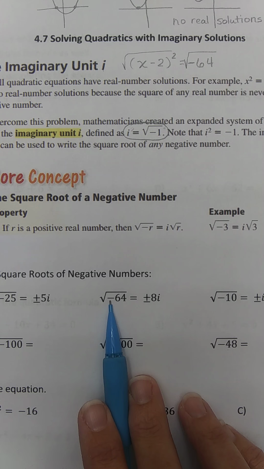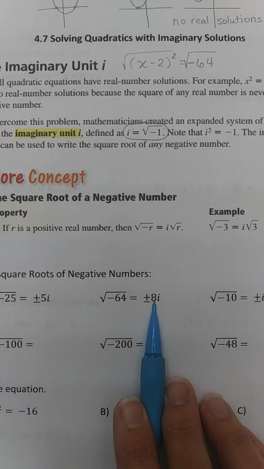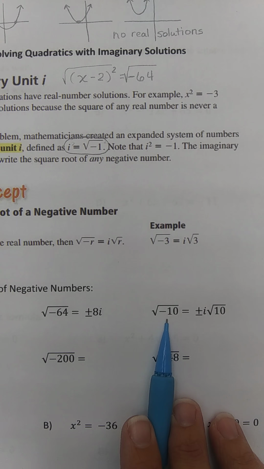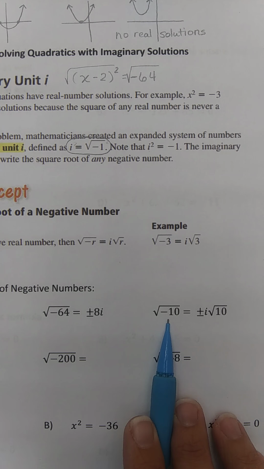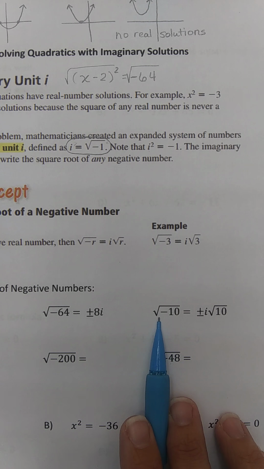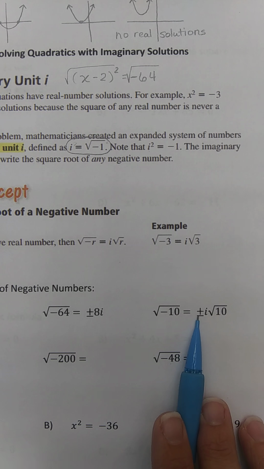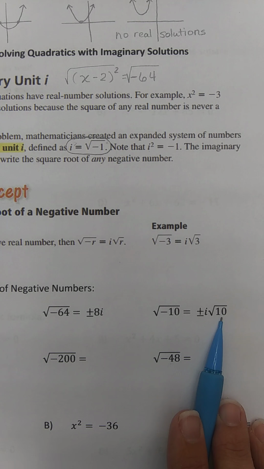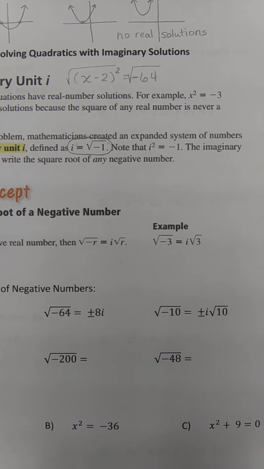Plus or minus, because we're taking a square root, the square root of 64 is 8, and because it was negative, we'll have an i. Now here's one where we can't take the square root, so the i is going to show up in front. The square root of 10 is not something we can take. So we're going to have still our plus or minus, and then because it was negative an i, and then the square root of 10 will remain under the radical.